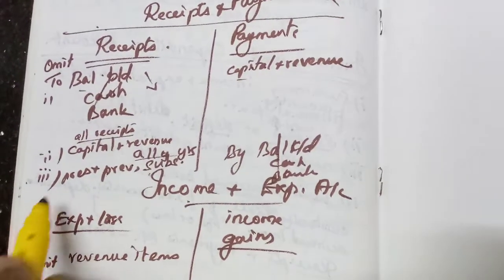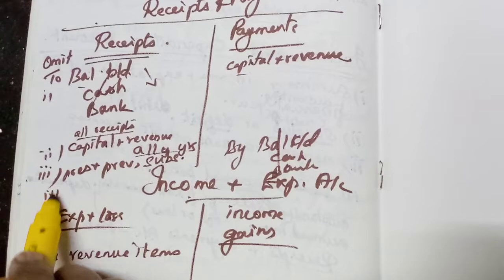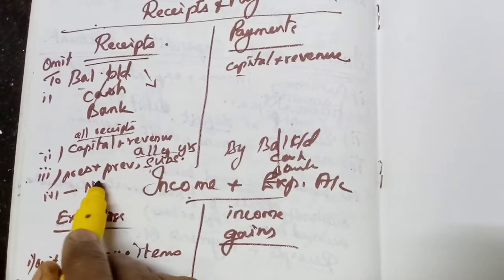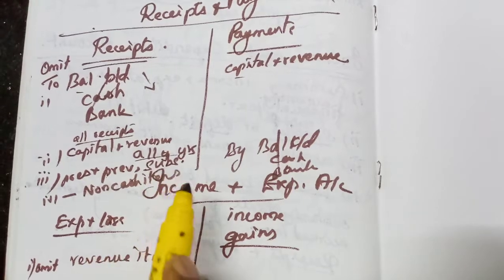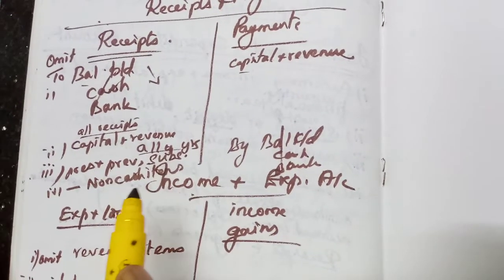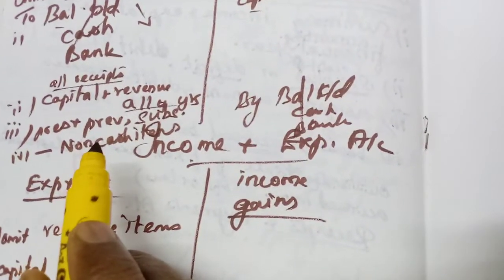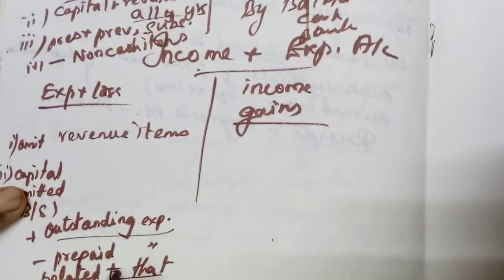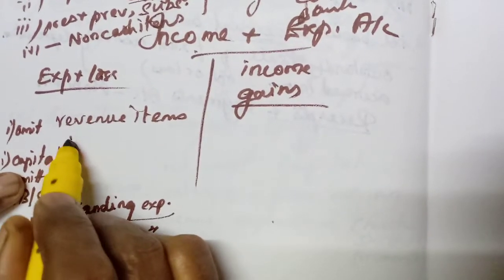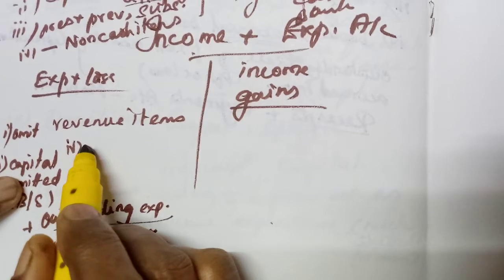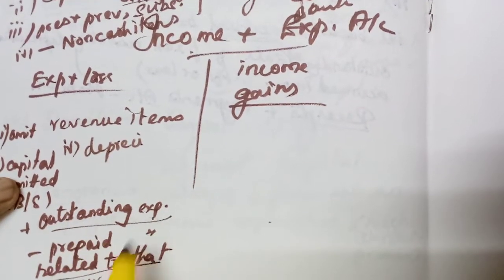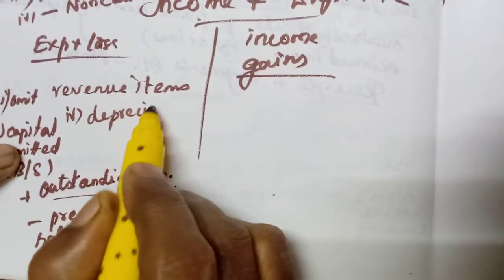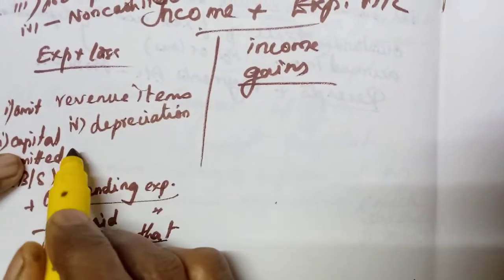Now, in the receipts and payments account, we have omitted some items. What are they? We will not include the non-cash items. Non-cash items such as depreciation, isn't it? All these will be included here. Non-cash items: depreciation, outstanding expenses, prepaid expenses, and any bad debts.